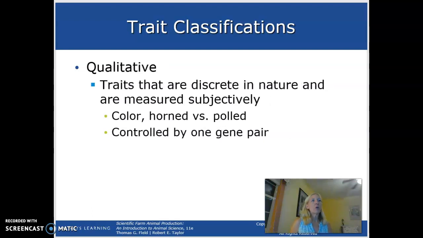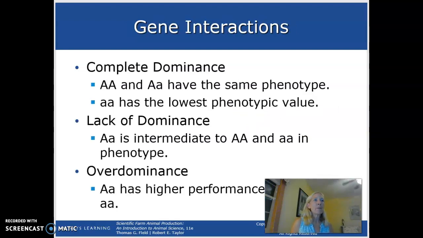Qualitative traits are ones that are controlled by a smaller number of genes. So we have coat color in cattle, and the trait of having horns versus being born without horns, that's called polled. That's controlled by a single gene pair. Sometimes genes interact, so you don't always have both traits show, where the black coat color covers up the red coat color. If you have a dominant bull with a black hide, a homozygous bull, all his offspring, 100% of them, are going to have a black coat.